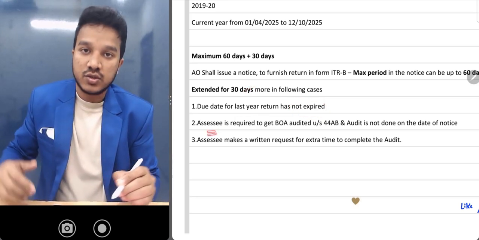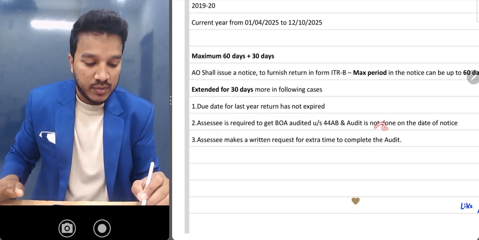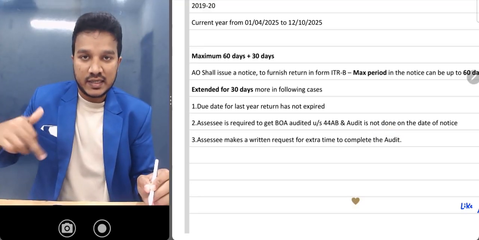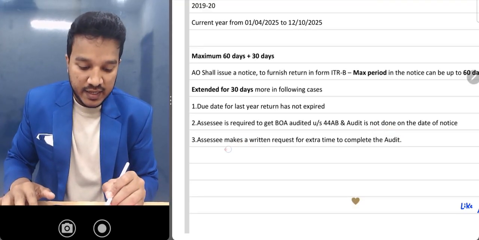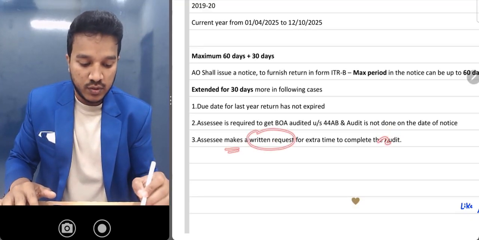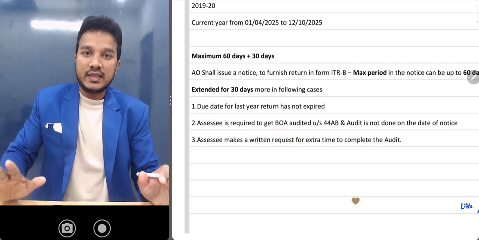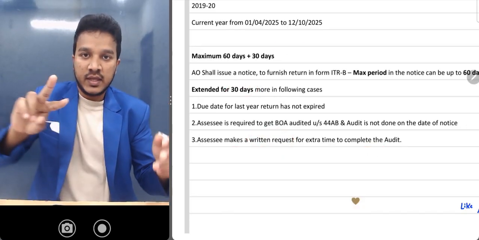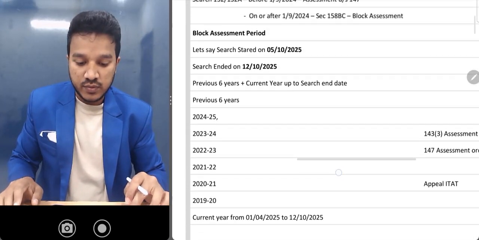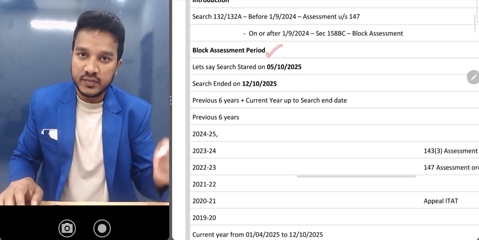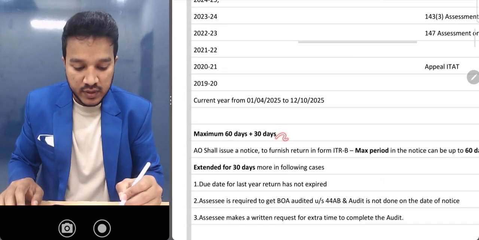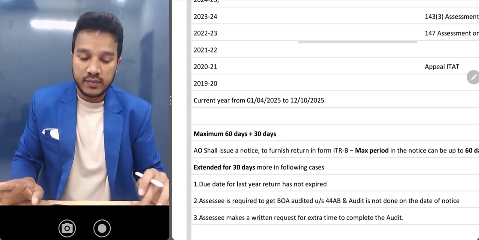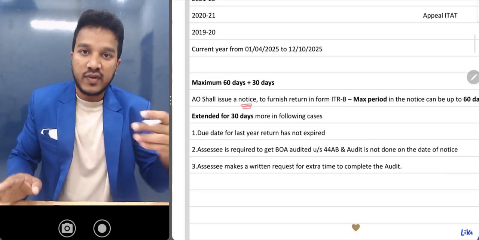अगर SSE को he should get his books of accounts audited और अभी तक audit खत्म नहीं हुआ, then in that case additional 30 days will be given, and SSE makes a written request to get an extra time to complete the audit. Then in these cases, additional 30 days will be given. Okay, that is your 60 plus 30. Second part is also done. What all things we have completed? We have determined the block period, and the second one is that 60 plus 30 days. Okay, that is issue of notice to file the return.